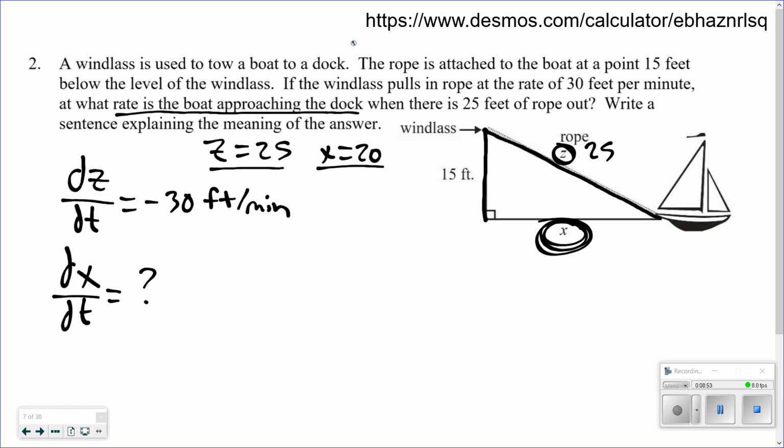What it means by that is as the boat is pulled in, this side is going to change. This side is going to change too. So you have to represent them with variables, x and z. This side over here is constant. 15 never changes as the boat's pulled in, so for that one I can plug in a constant. So I'm going to use the Pythagorean theorem: 15 squared plus x squared equals z squared. That's my equation that's going to tie those variables together.